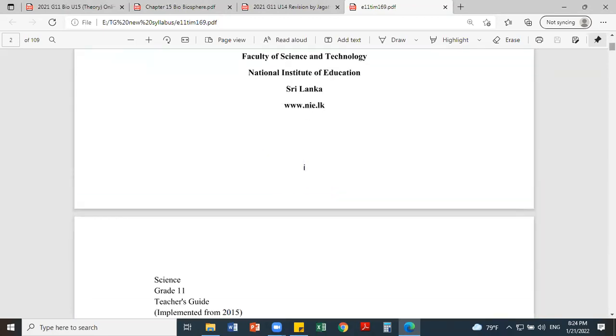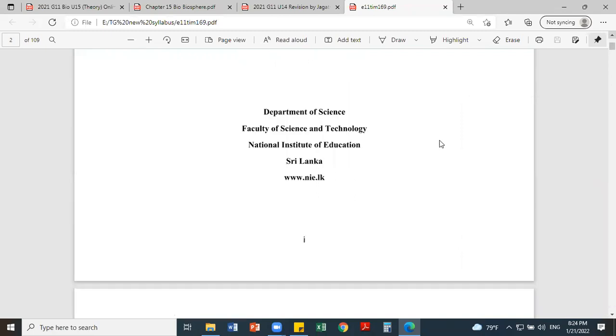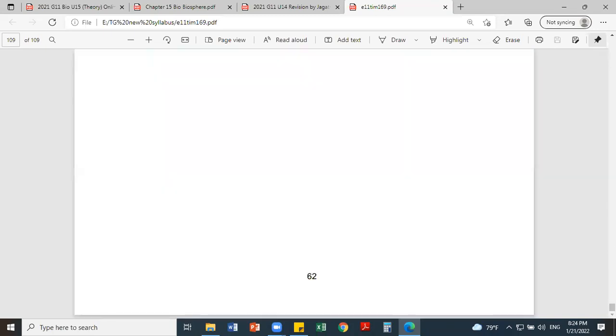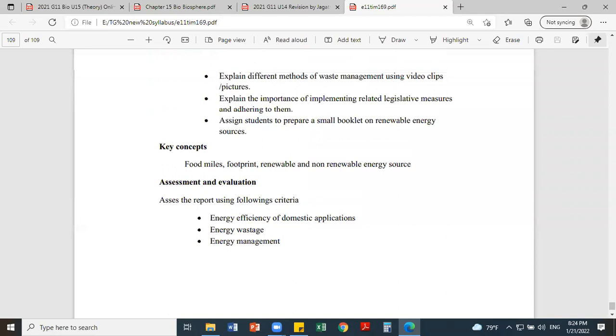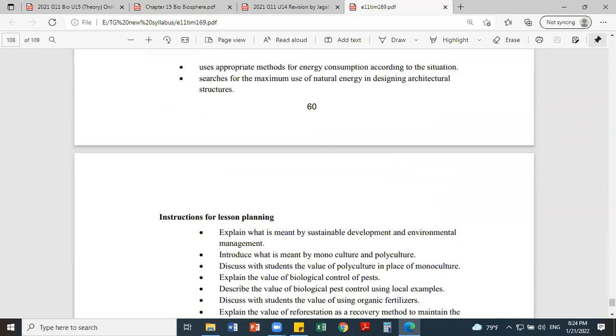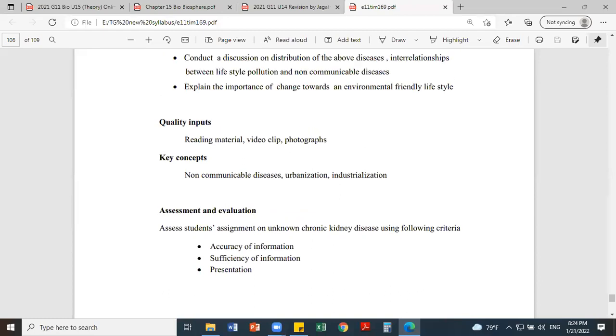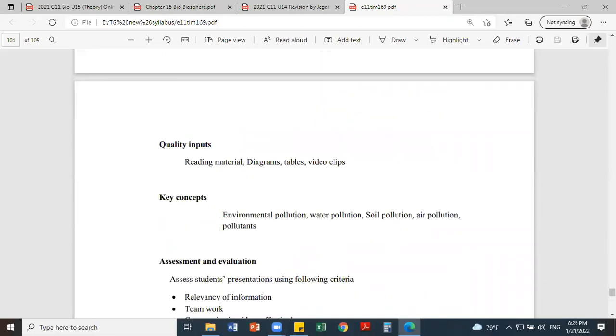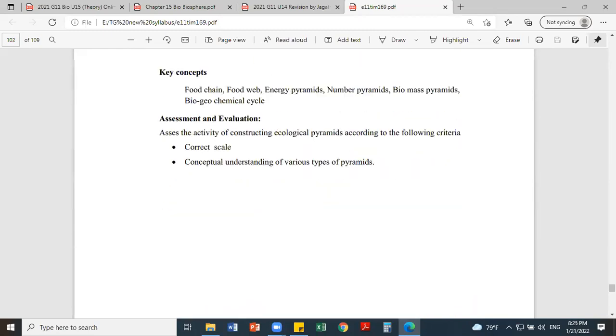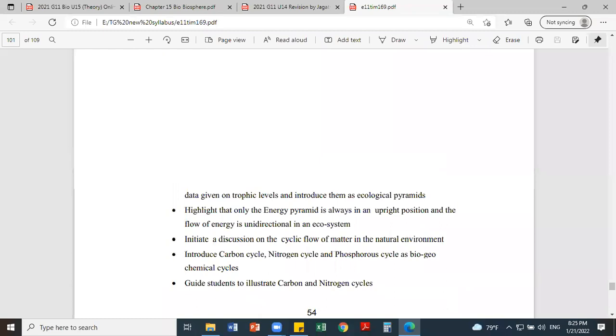So remember, the teacher's guide you can get from the nie.lk website, the National Institute of Education Sri Lanka website. You can download the TG. Look at the last part. Now remember, your paper is set based on the teacher's guide, the teacher's instruction manual, not only from the textbook. Please remember that. Right. So let's see the first part of this lesson.